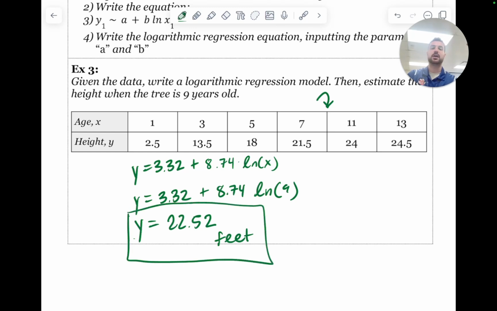Okay, so that's how regression models work. Essentially, we are taking our values, plugging them into a table, and then telling the calculator what type of equation we want it to use the data points to create. That is a regression model, and we use it to make predictions. We've done it previously with linear functions, quadratic functions, now exponentials and logs. We will continue with different polynomials and such as our year goes on.